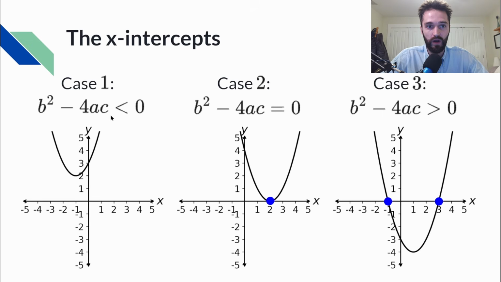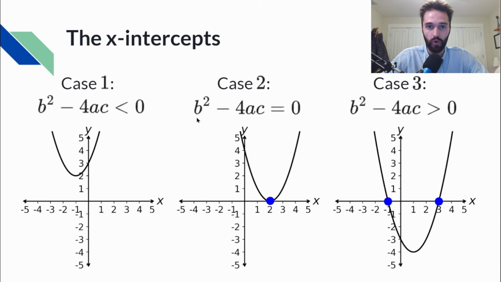If b squared minus 4ac is negative, remember this is the value of the discriminant. That's what it's called. If the discriminant is negative, that means we have a negative number under the square root in the quadratic formula, which means that the x-intercepts are complex, right? They involve imaginary numbers. So this curve crosses the x-axis in imaginary places, right? So that's what's happening there.